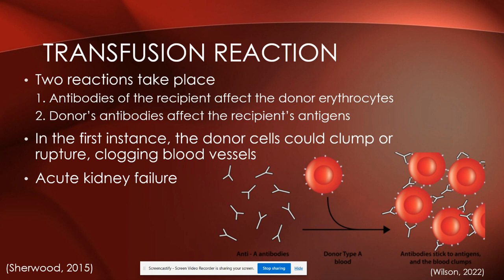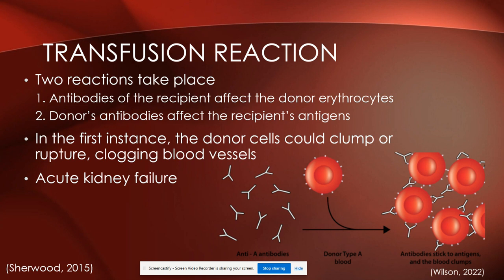And what's going to happen is our clumps of incoming donor cells are going to plug our very small blood vessels, which is going to restrict blood flow. And obviously, that's not good. We're taking oxygen away from parts of the body that need it to function.